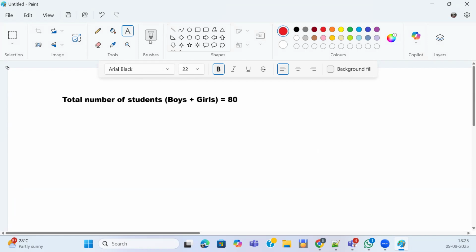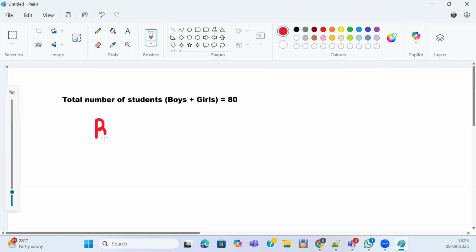What is the ratio between boys to girls? 4 is to 5, boys is to girls. The ratio is given, right? Now tell me, how do we solve this problem? So 80 divided by 4. Why do I need to do 80 divided by 4? To get one child.